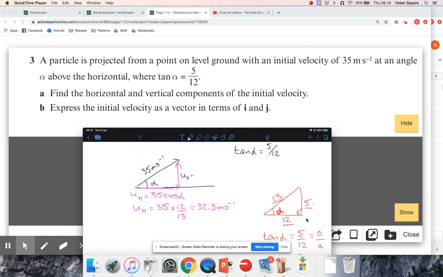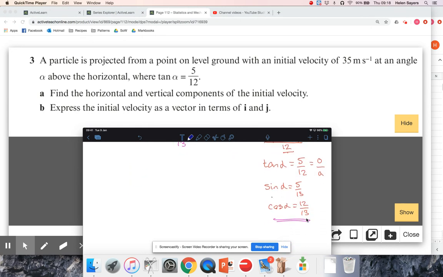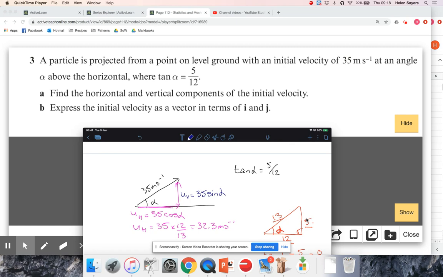And then let's change colour just because we can. The vertical velocity, so this is opposite the angle alpha. So that's going to be 35 sine alpha. And again, over here, I've worked out that sine alpha is 5/13. So that's going to be 35 times 5/13. So I get 13.5 meters per second. Okay, so there's my vertical velocity and there's my horizontal velocity.